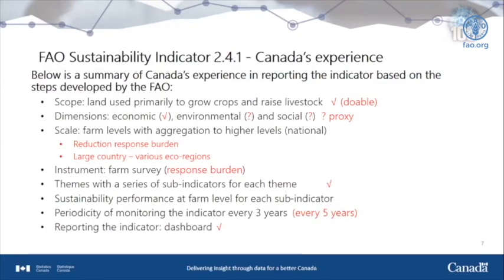Okay, so I mentioned already the scope was not an issue for us, it was doable. For economic, we mostly have data for it. Environmental, we struggle. That's why in some instances we use proxies. And in terms of social, we also either use proxies or expert knowledge. So I mentioned response burden. That was a large issue for us. And I already mentioned the other point, so we can skip this slide.